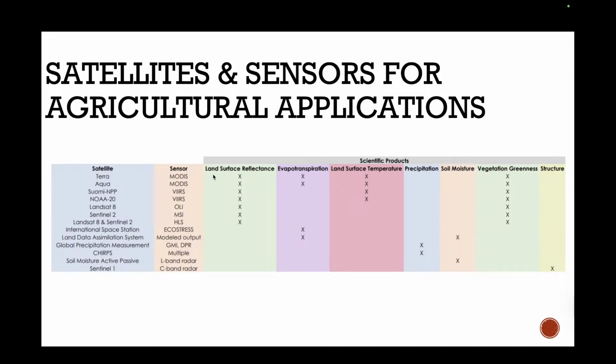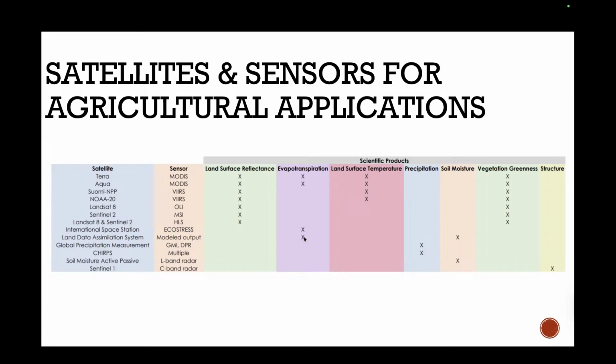Basically, land surface reflectance we can get from this type of sensor: MODIS, VIIRS, OLI, MSI. So with these sensors, land surface reflectance is available. Evapotranspiration is available only from two sensors, MODIS and MODIS. As well, you can see this other one: the Land Data Assimilation System also provides evapotranspiration, and also the modeled output.